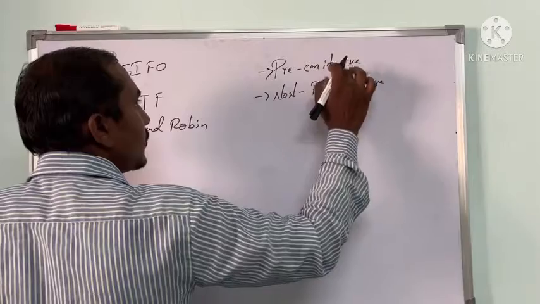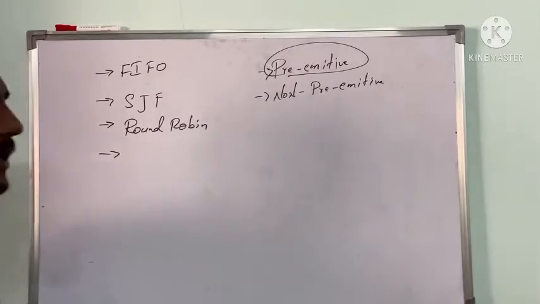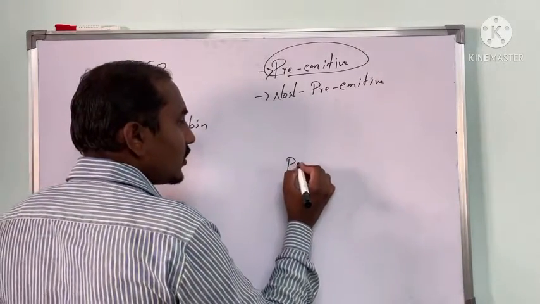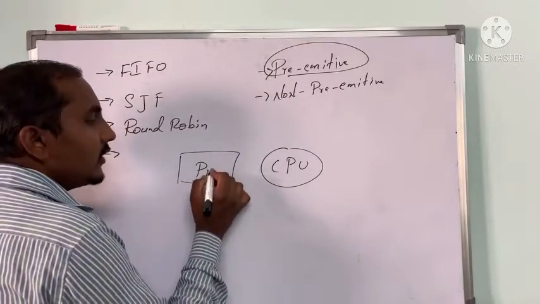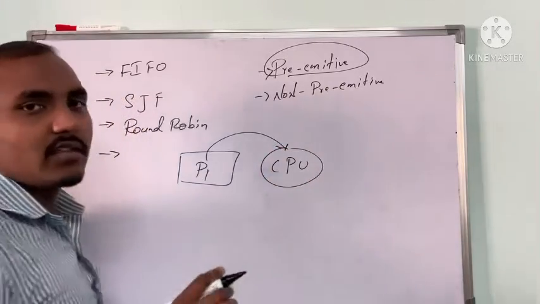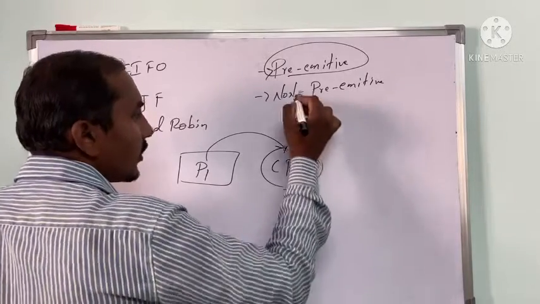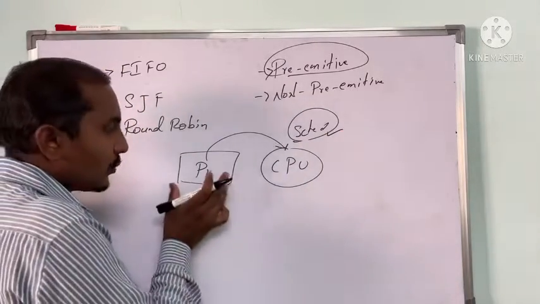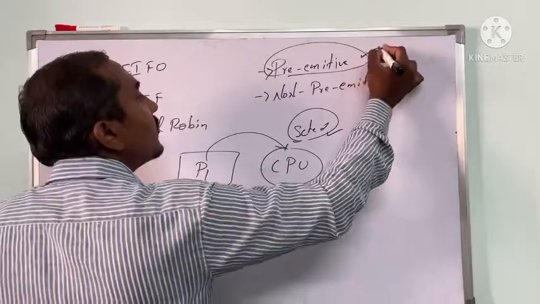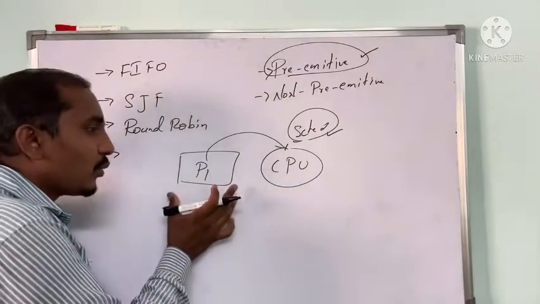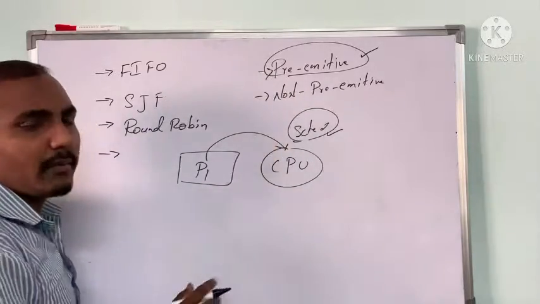What is preemptive? Say I have process 1, and this process is executed by the CPU, and the scheduler can remove this process from execution whenever it wants. Any process that can be removed by the scheduler from execution is called preemptive.